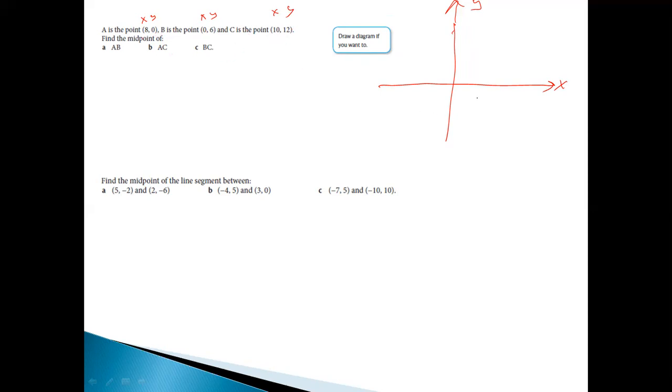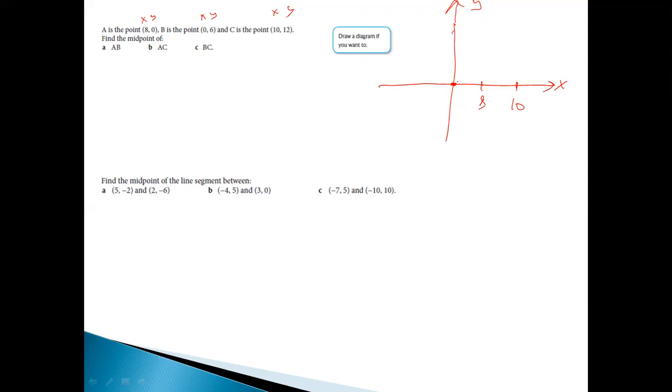Let's label the values of x. The first value is 8. I'm just writing shortly here, 8 and 10, okay? And 0 is here, okay. And for y, 0 is here also.